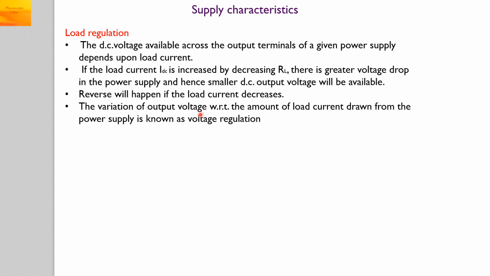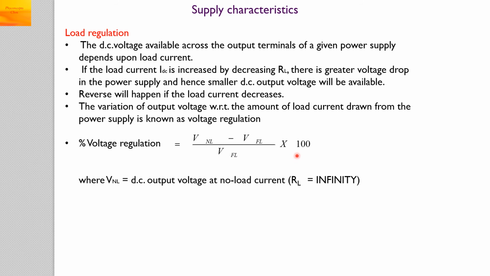The variation of the output voltage with respect to the amount of load current drawn from the power supply is known as voltage regulation. So we will write down the formula for percentage voltage regulation as (VNL minus VFL) upon VFL into 100, where VNL is the DC output voltage at no load current. That is, we are keeping the load resistance as infinite, so there will be zero current. And VFL is the DC output voltage at full load current. Here the load resistance will be minimum, so that we will get maximum current.